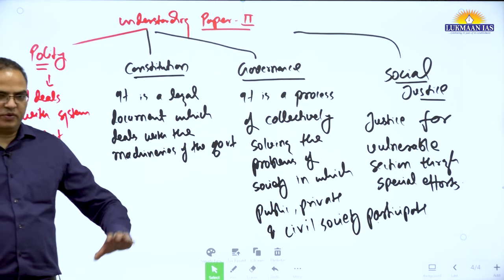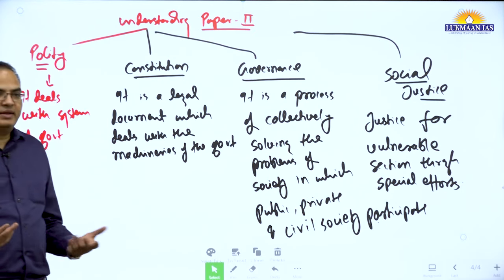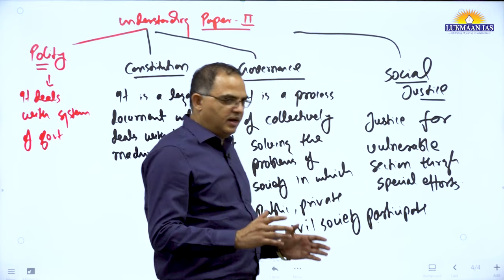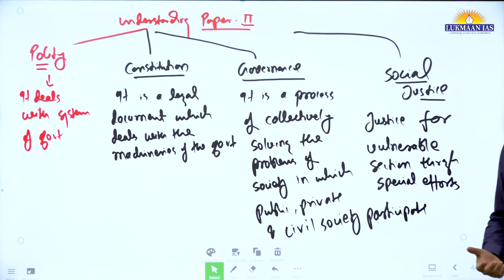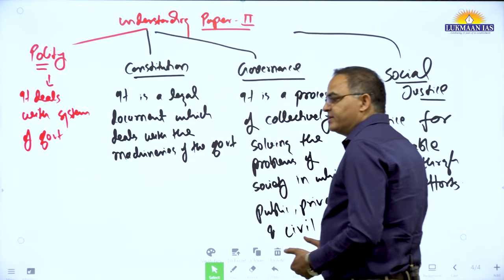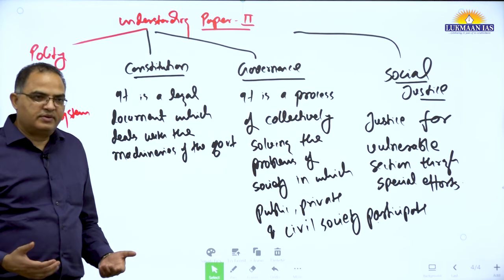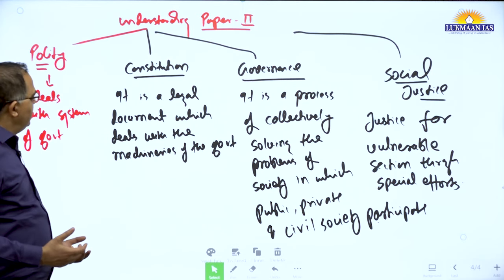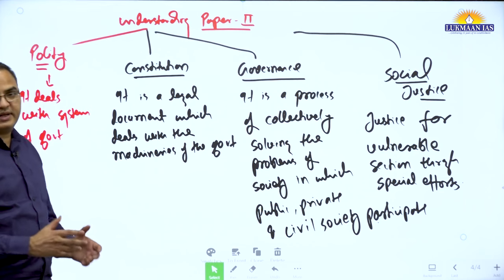Constitution means a legal document. We have our constitution, which is a legal document. What it deals with, you know better. At least some initial level of understanding you have about the constitution. It deals with aims, objectives, structure, role and functions of the state, or the government, you can say. It means this system, the polity, is governed by a constitution. That's why a constitution is needed.